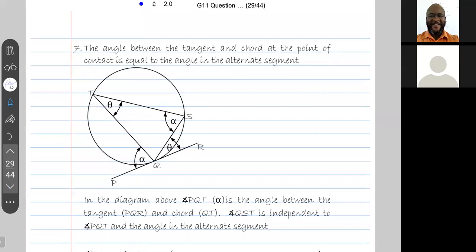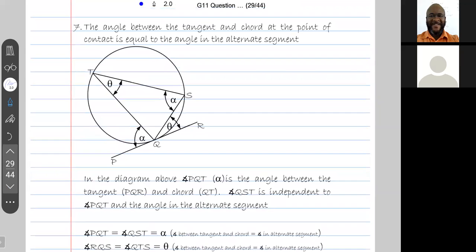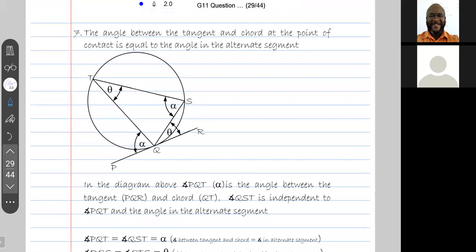All right, number 7, before we look at another example. In this diagram, circle theorem number 7 says the angle between the tangent and the chord at the point of contact is equal to the angle in the alternate segment. So let's see if we can decode all of that.